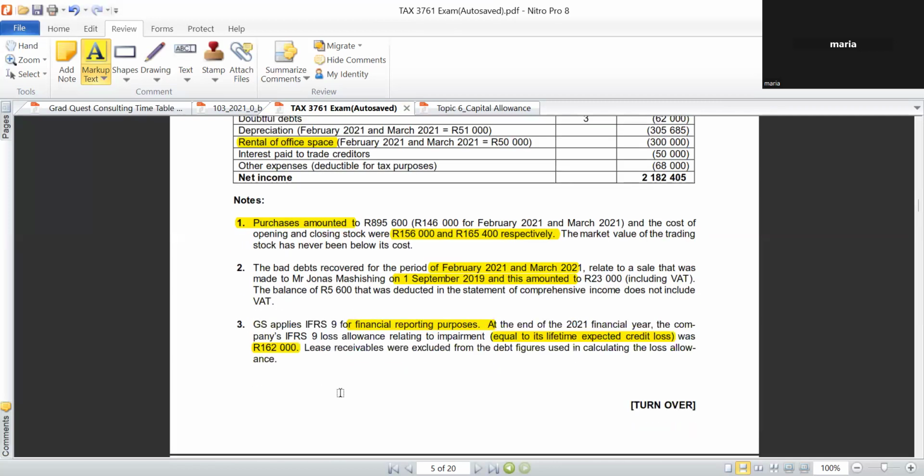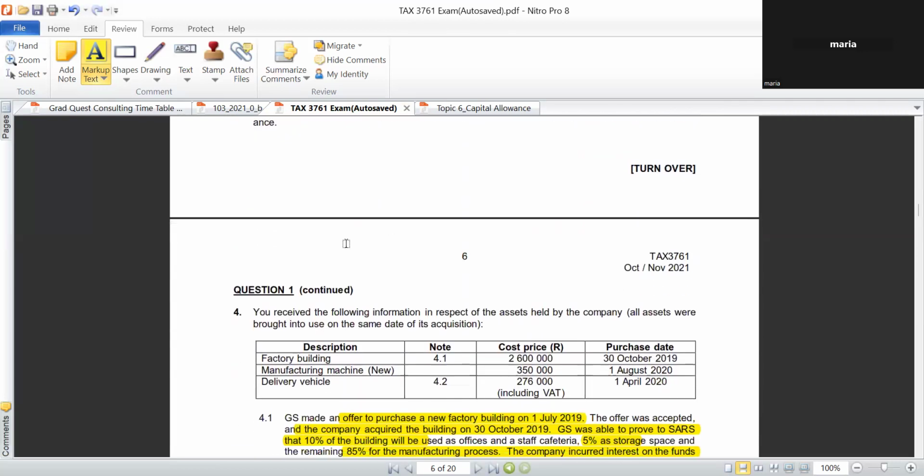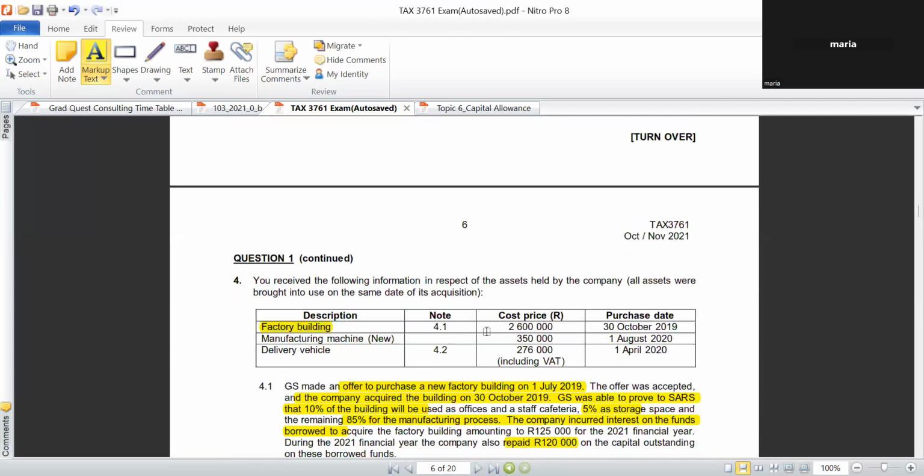Even if you go to information 4, I think it should be 4.1. There are buildings that the organization had during the course of this particular year of assessment. So there's a factory building, and then they talk about other assets. On those other assets, it's obvious that there will be capital allowances which SARS would allow you to claim over those assets. So we're going to deal with those, all right? We're also going to deal with those.